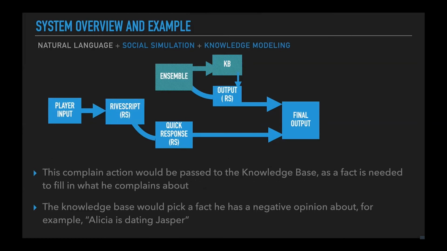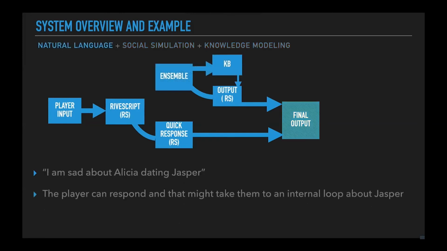The complaint action would be passed to the knowledge base as a fact is needed to fill in what he complains about. The knowledge base would pick a fact that has a negative opinion, represented by a negative numerical value. It might pick "Alicia is dating Jasper." Finally, it gets parsed into, "I am sad about Alicia dating Jasper."